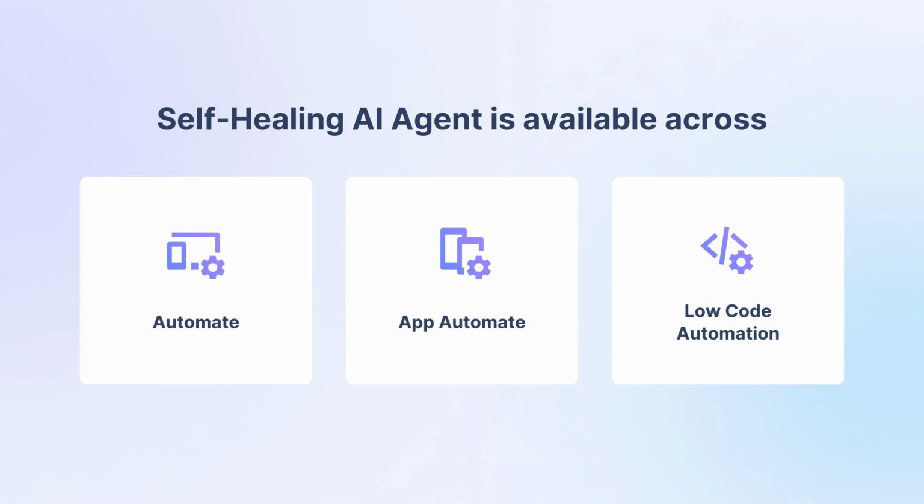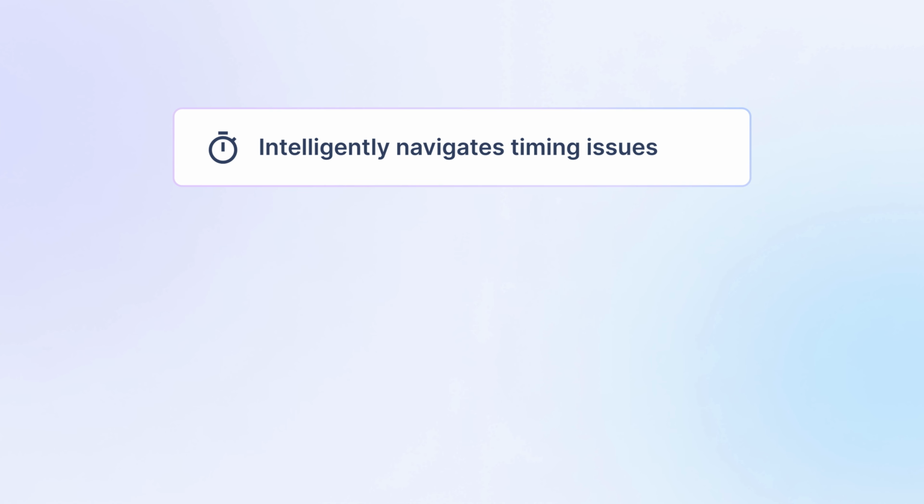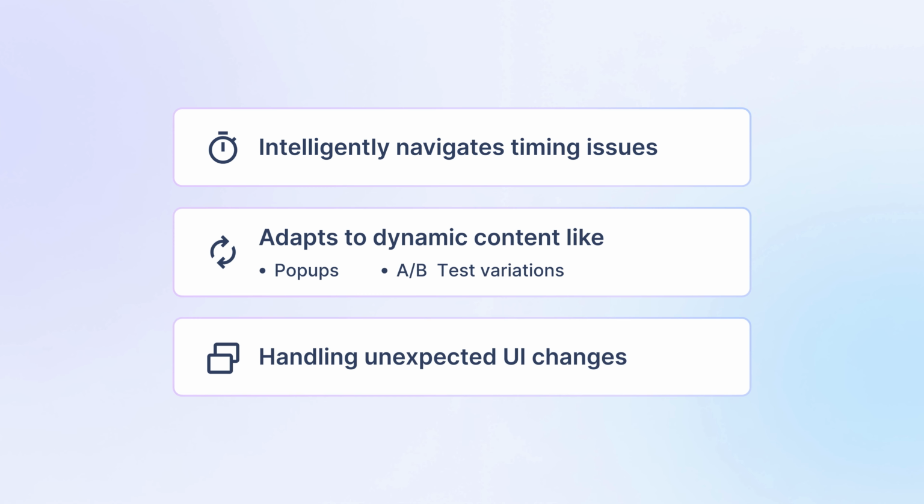The self-healing AI agent is available across our test automation products. Locator healing is just the start for the agent. Our vision is to tackle the entire spectrum of unintended test failures. Imagine your tests intelligently navigating timing issues, adapting to dynamic content like pop-ups or A/B test variations, and handling other unexpected UI changes, increasing reliability without constant maintenance.